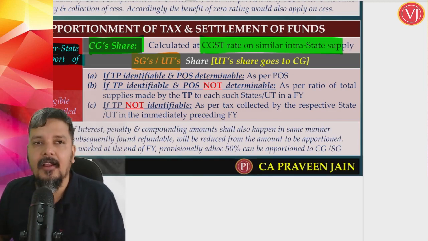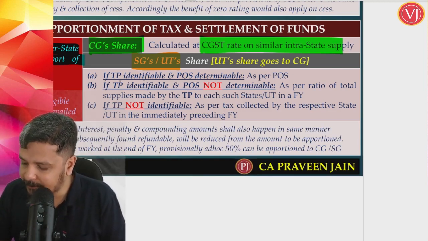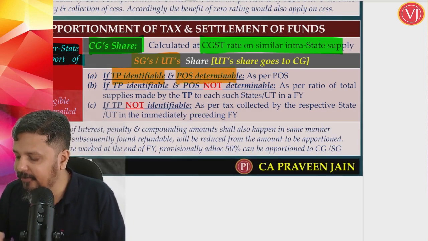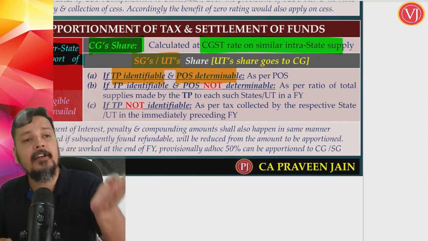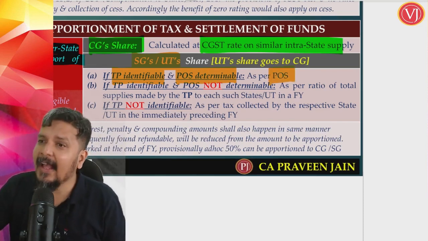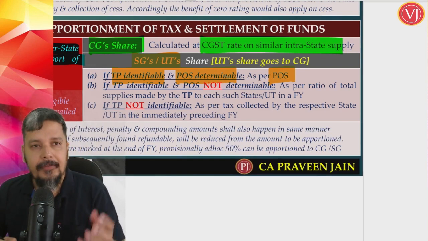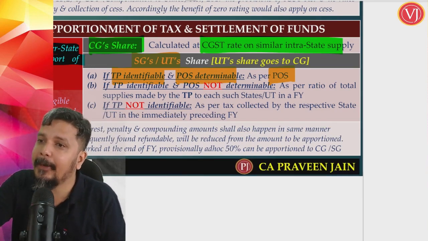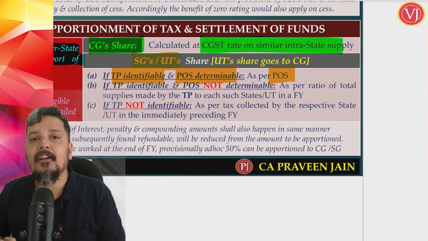So what are the steps or sequence? First, if the taxable person is identifiable and the place of supply is determinable, give it to that state where the supply actually went. If you know who supplied it and where the place of supply was, give it to that particular state.